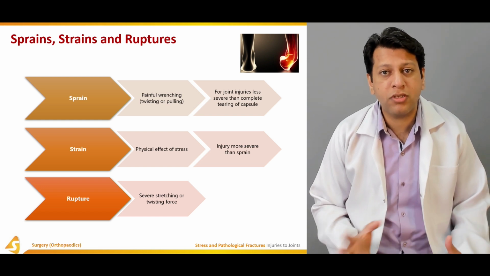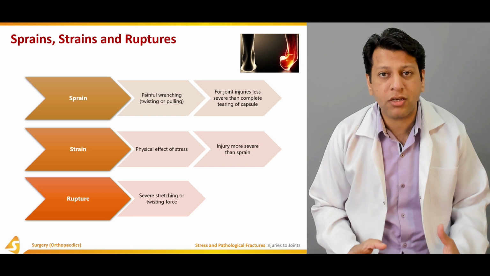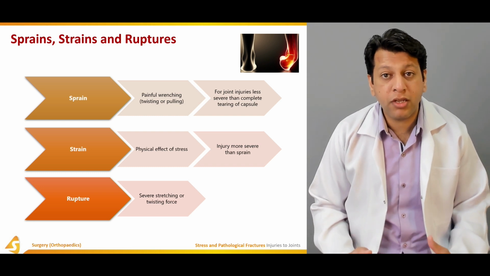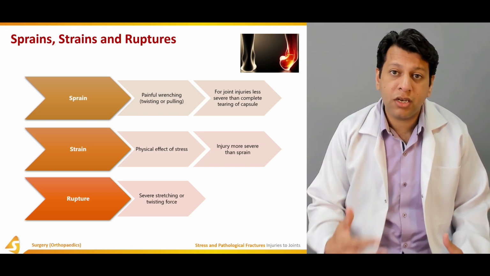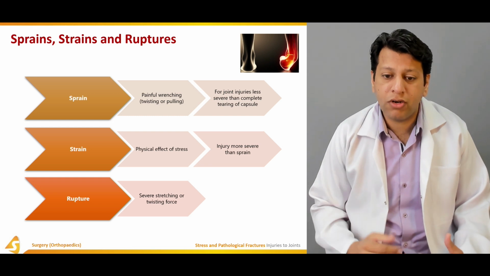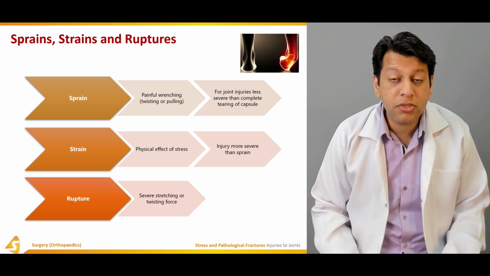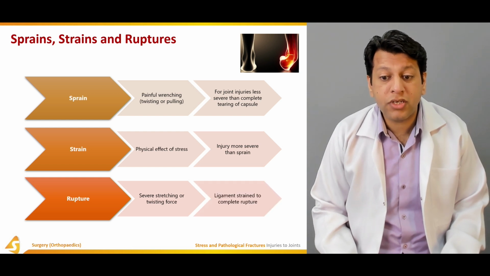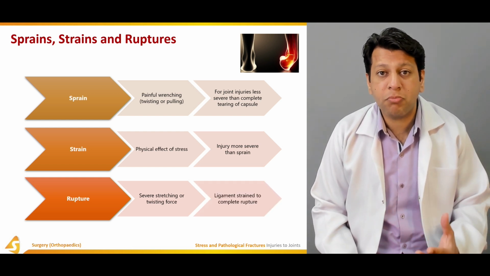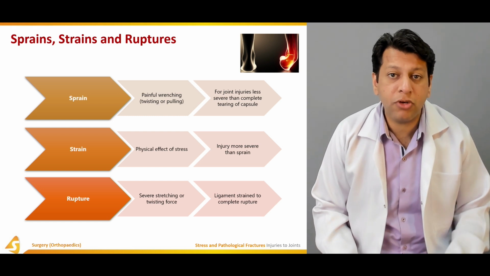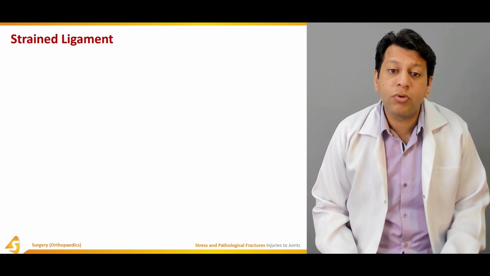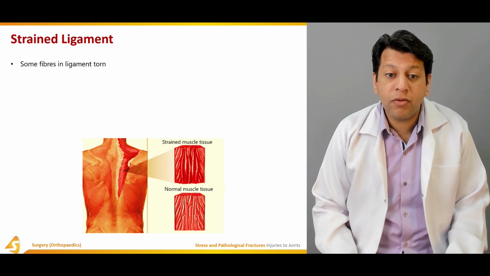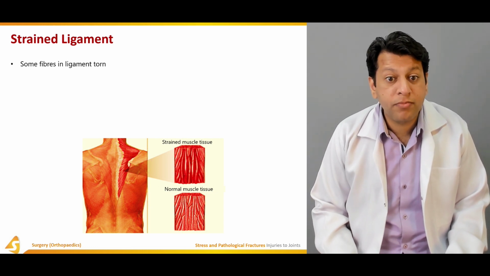So if there is too much imbalance or too much loading occurring on the joint in a particular direction, certain ligaments would be taking the load and eventually they would lead to rupture. Rupture could be in the form of a severe stretching and twisting force, and ligament strain too. Sometimes the strain could be a partial rupture and then eventually lead to complete rupture as well. Now what is a strained ligament? Some fibers in the ligaments are torn.